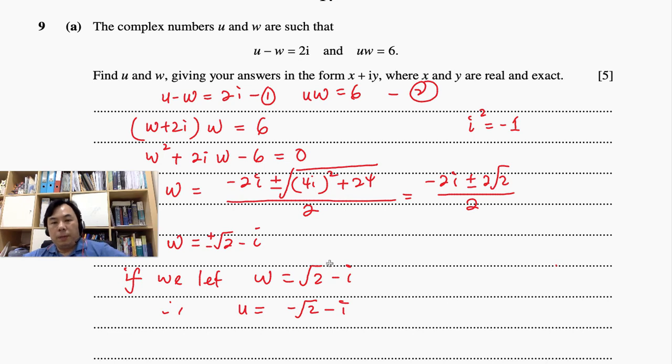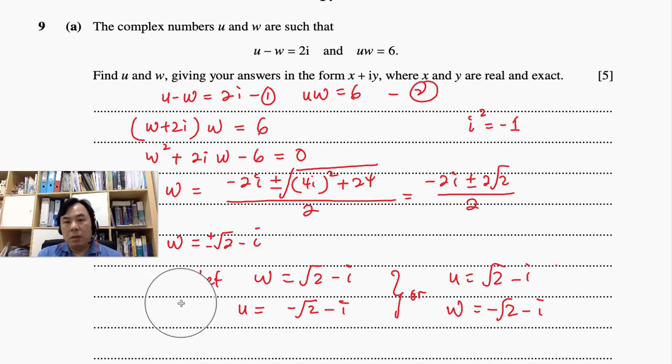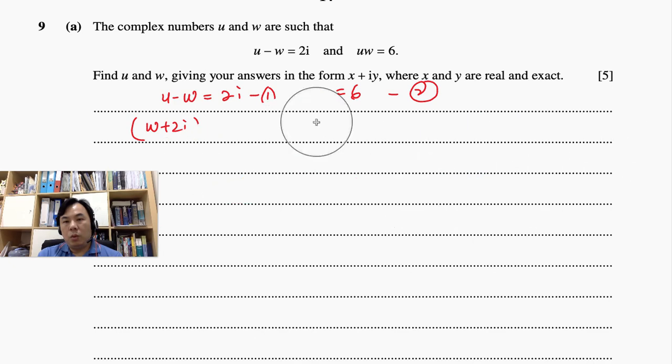Because this is a quadratic equation, the roots for these quadratic equations are always a pair of conjugates, right? Or of course, you can let u equal to this, whereby omega will be negative root 2 minus i then. All right, now I hope that is clear, where x and y are real and exact. So you can see they are real and exact. All right, so I hope that is clear.